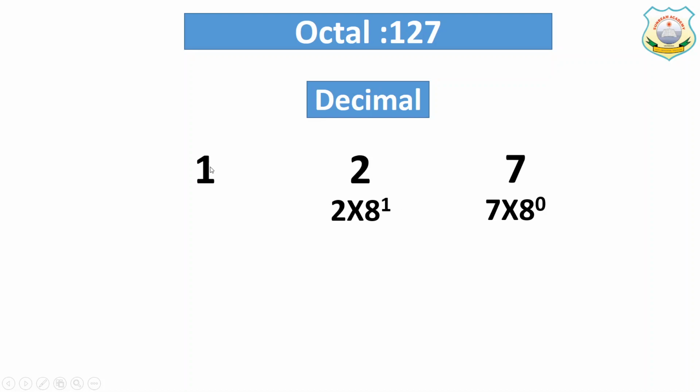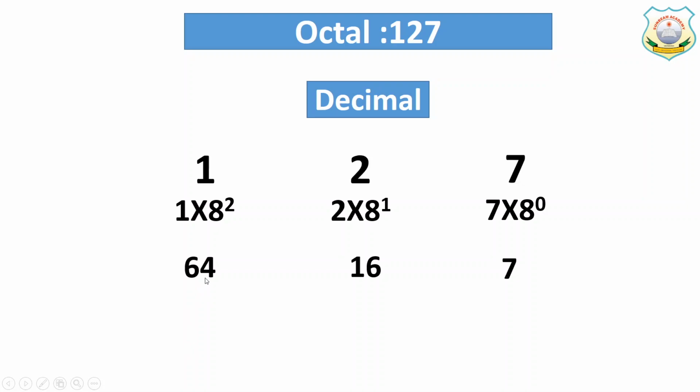Isn't it? And then I'm going to take this 1 into 8 raised to 2. You can see the powers are increasing. So octal to decimal, octal, so 8. Okay, so this is 8 raised to 0, 1, so this is going to give me 7. This is 8 raised to 1, so 8 into 2, this is going to give me 16, and this is 8, 8, so 64 into 1, so that's 64.